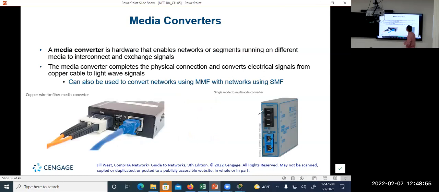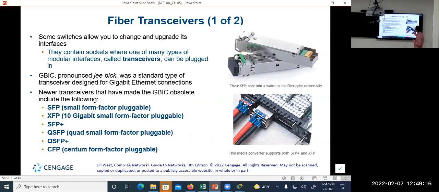Okay, and you have the media converter also. A media converter is the hardware that enables networks or segments running on different media to interconnect and exchange signals. So think about when you have a network with both copper cable and optical cable. In that case, you have to convert it. You have the media converter here. Okay, so now you see they all work in pair, right? 1 transmitter and 1 receiver here.